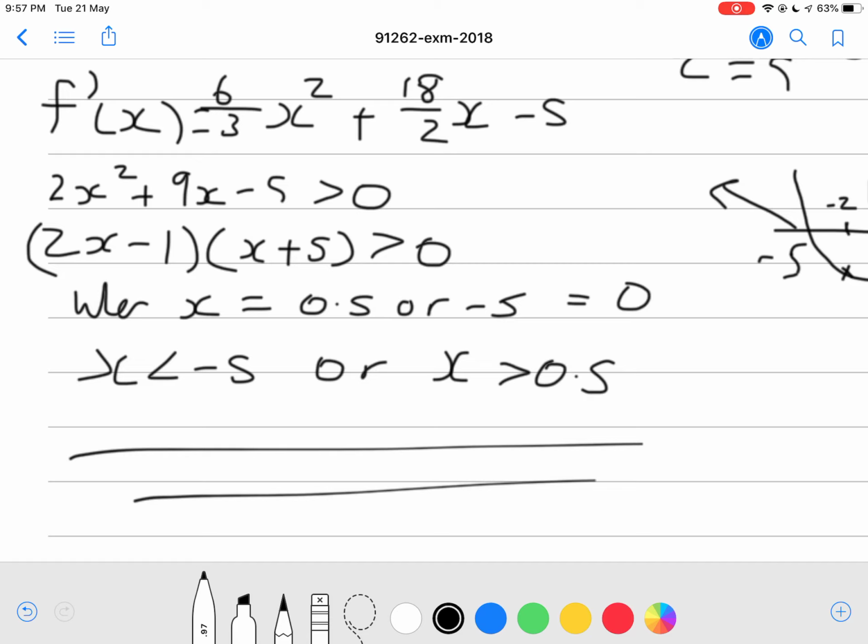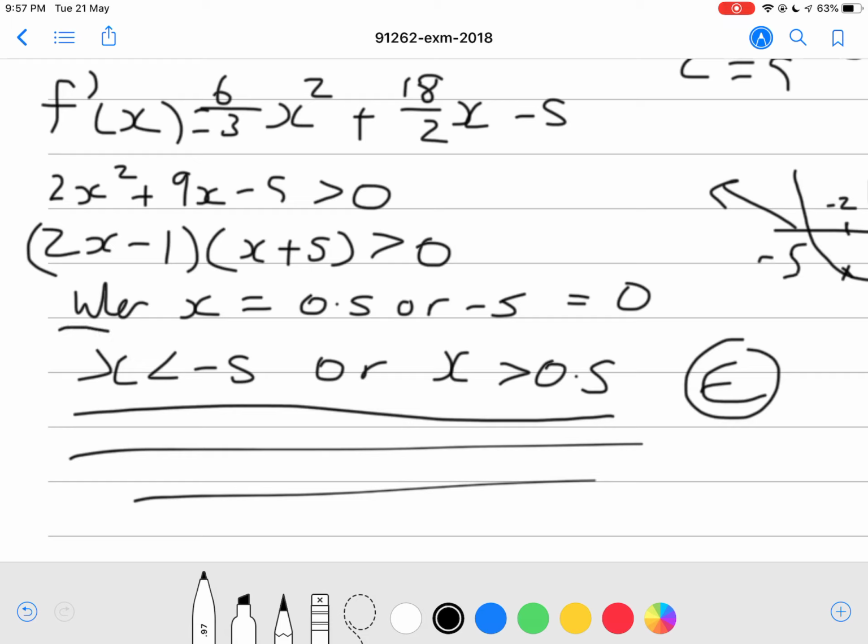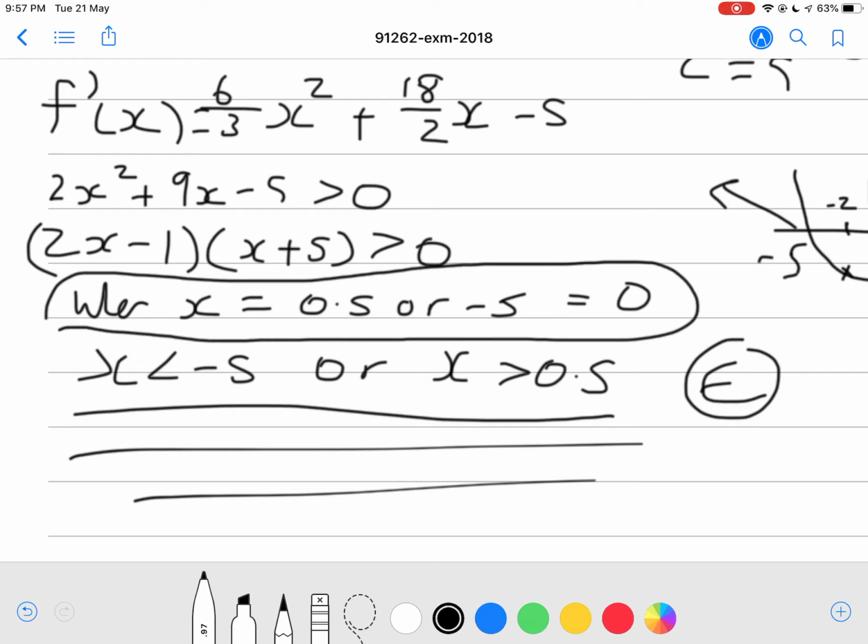And this should get you an excellent grade if you can get all the way to this final line here. To get the merit grade, you're only finding 0.5 and -5, but you're not saying x is less than -5 and x is more than positive 0.5. You're not saying that, and you're getting a merit for that.